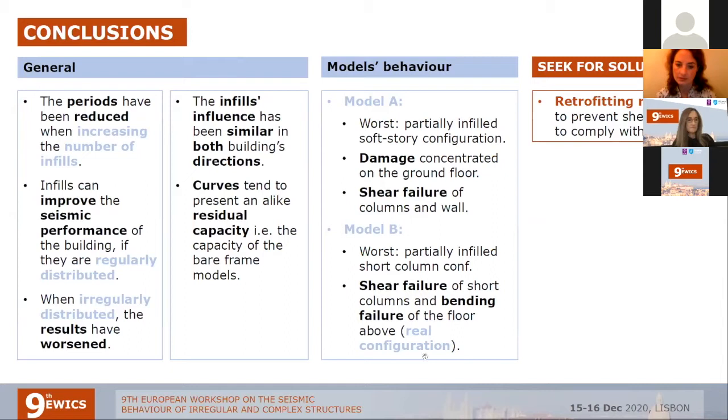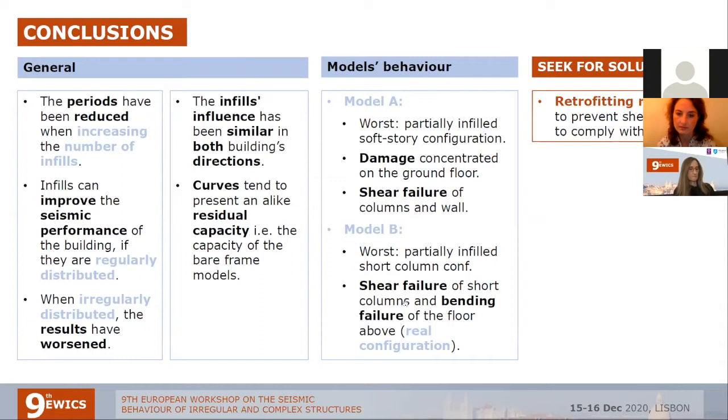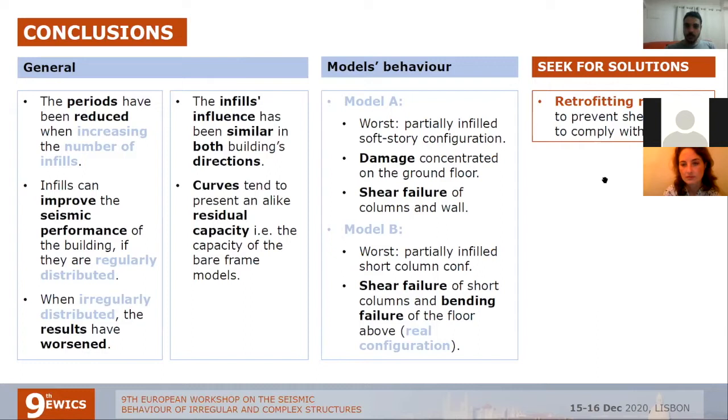And also the short columns will fail due to shear, and the floor above will fail due to the bending. And the main conclusion of this work is that we should continue studying these buildings and try to retrofit them to prevent the shear failure in order to comply with the Eurocode 8 requirements.